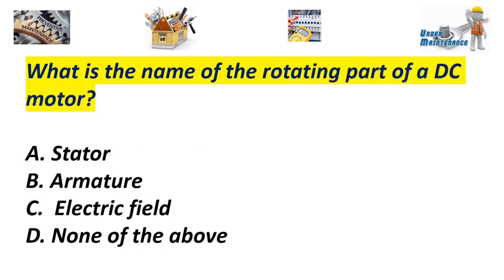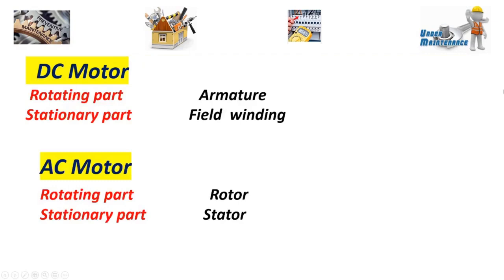What is the name of the rotating part of a DC motor? A. Stator. B. Armature. C. Electric field. D. None of the above. Answer B. Armature. And this is the comparison of DC motor and AC motor. For a DC motor, the rotating part is the armature and the stationary part is the field windings. For an AC motor, the rotating part is the rotor and the stationary part is the stator.